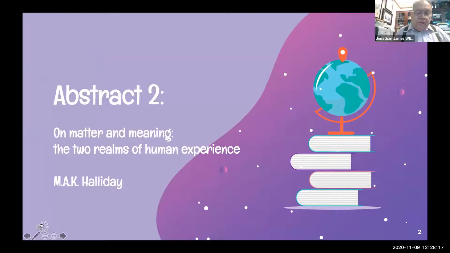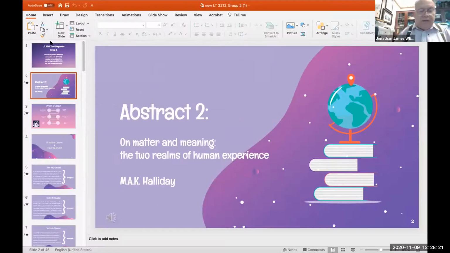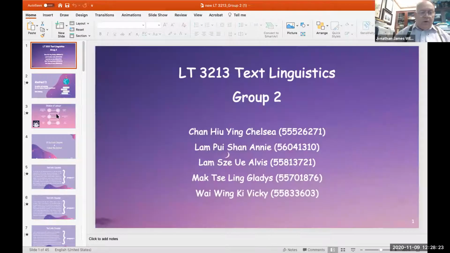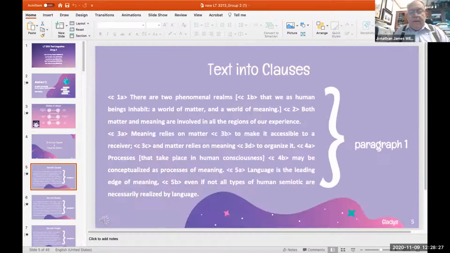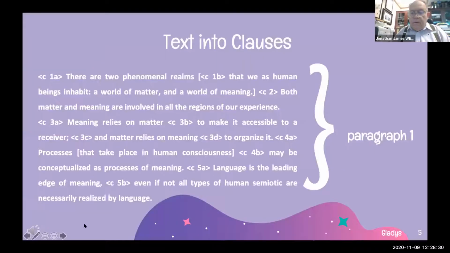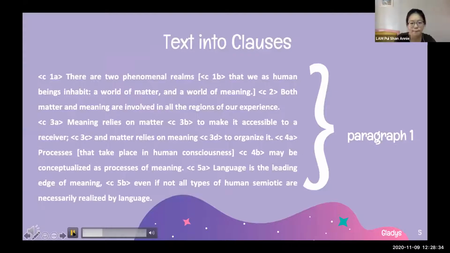Good afternoon, everyone. We are Group 2, and in... Very good. You got it. Okay, so let's start from the beginning. We have divided the text into 3 paragraphs. The first paragraph is from clause 1 to clause 5.